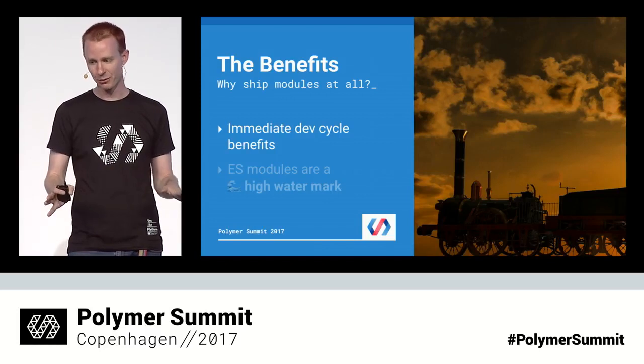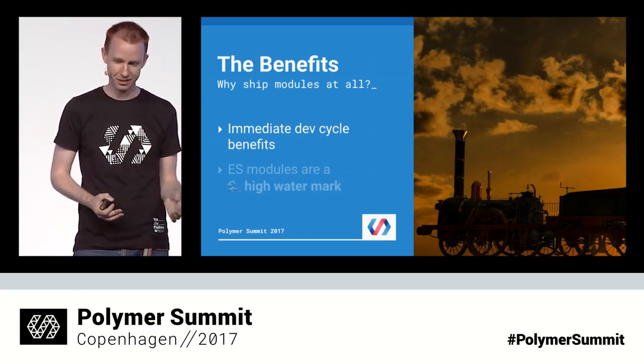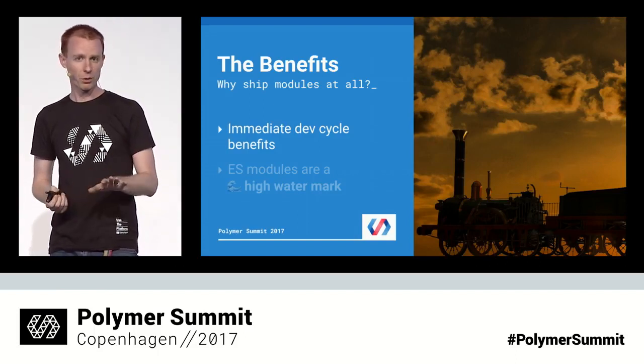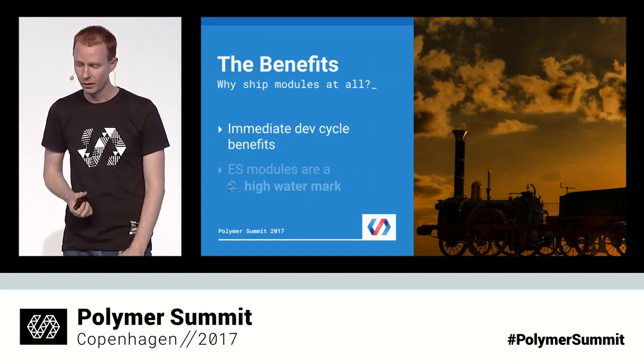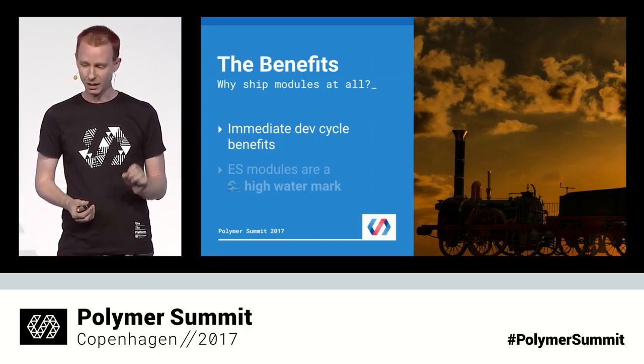So I've mentioned a bunch of stuff. I said, well, you need to transpile, you need to ship two code paths, and you need to deal with a fun bug. So why should I even bother with ES6 modules at all? And there are basically two really huge compelling reasons. The first is this immediate dev cycle.